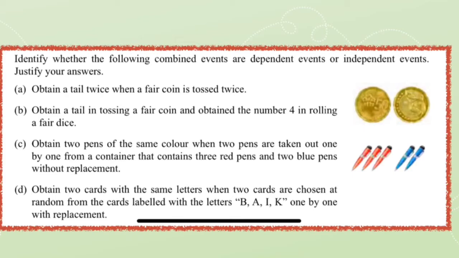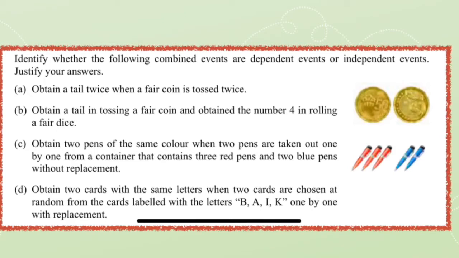For A, obtain a tail twice when a fair coin is tossed twice. This is an independent event because the probability of getting a tail in the first toss does not affect the probability of getting a tail in the second toss.